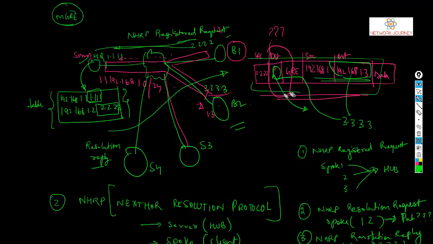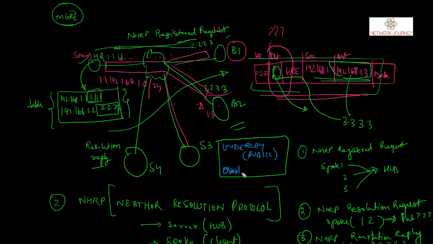So far we can say that there is an underlay and overlay concept happening in DMVPN. The underlay is the network where the different routers are connected over public IPs, and the overlay is your tunnel interface, which is on a private network. So this is how DMVPN works.